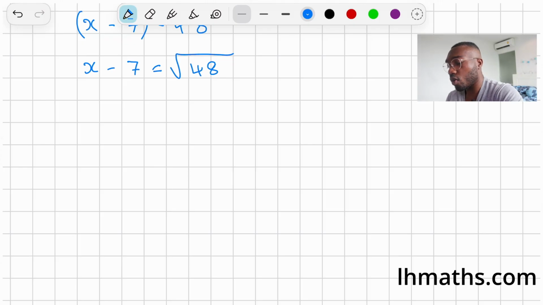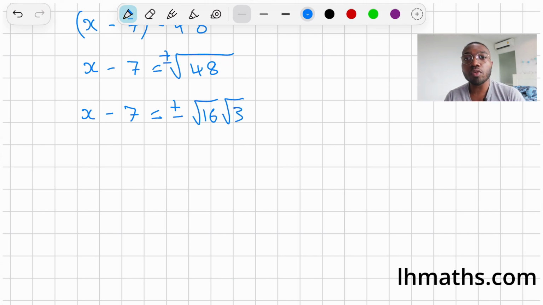So in this case, we have x minus 7. Remember that when we are dealing with square roots, there is always going to be a plus and minus. So we'll have plus or minus root 16 times root 3. Why those two values? Because if you think about 48, think of any square number factors it has. 16 is a square number factor, and you times that by 3, that gives you 48. So we can split up the square root of 48 into root 16 times root 3.